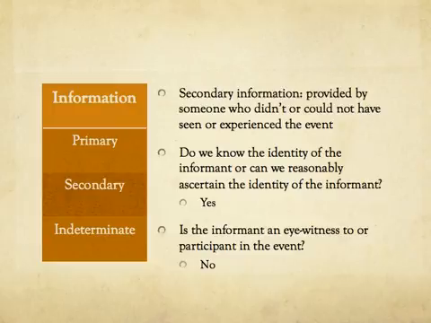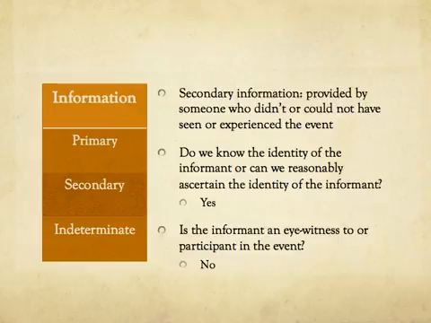Secondary information is provided by someone who didn't or could not have seen or experienced the event. Someone had to tell them about it. If I am the informant on my mother's death certificate and write that she was born in Utah, I will be providing secondary information because I did not and could not have witnessed her birth in Utah.